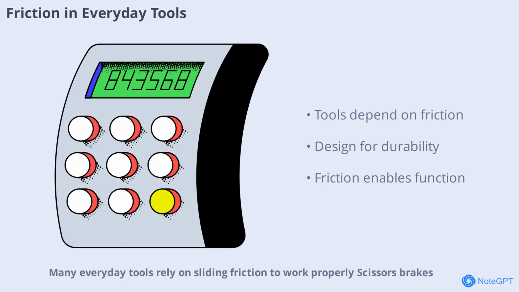Many everyday tools rely on sliding friction to work properly. Scissors, brakes, and even zippers all use friction to function. Without the right amount of friction, these tools would either not work or wear out quickly. Designers carefully consider friction when creating new products, ensuring they are both effective and durable. Next time you use a tool, think about how sliding friction makes it possible.